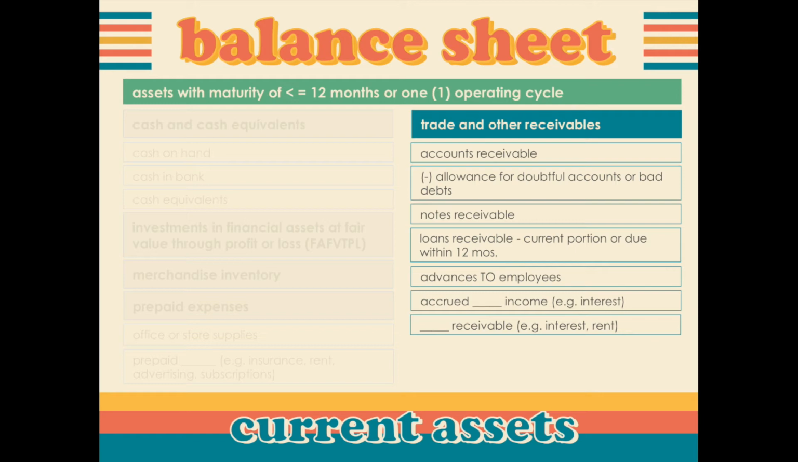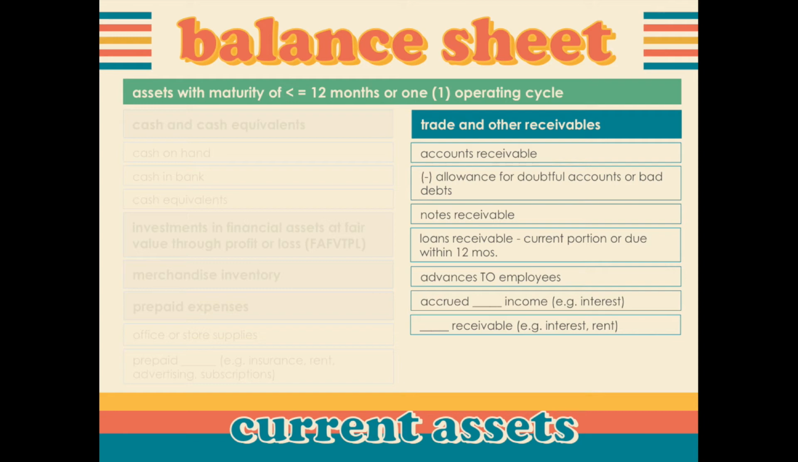The allowance for doubtful accounts is the portion of accounts receivables which are not likely to be collected. So doubtful accounts because they are doubtful of collection. The negative sign here indicates that this amount is deducted from the total accounts receivable balance.